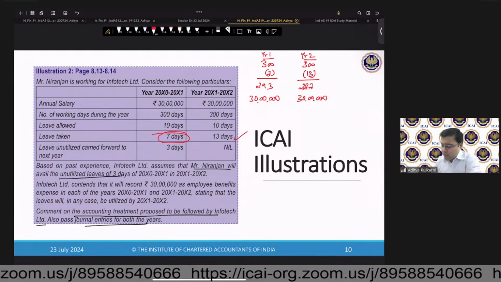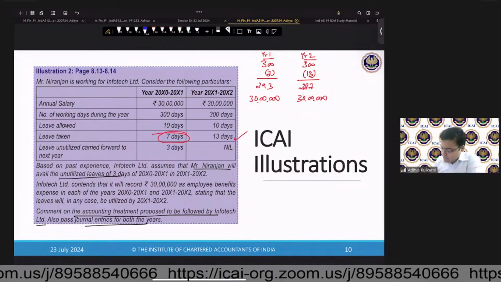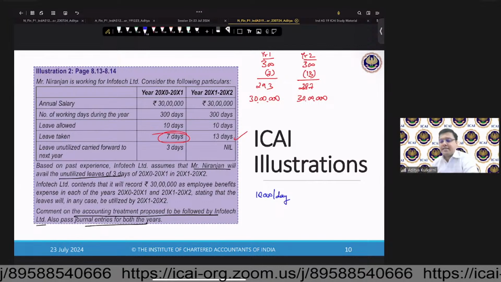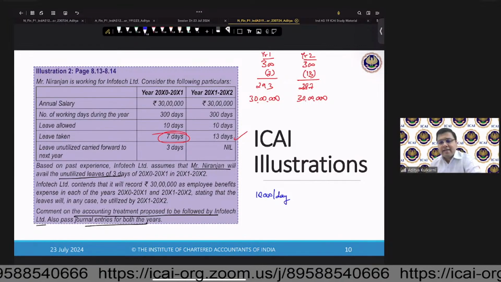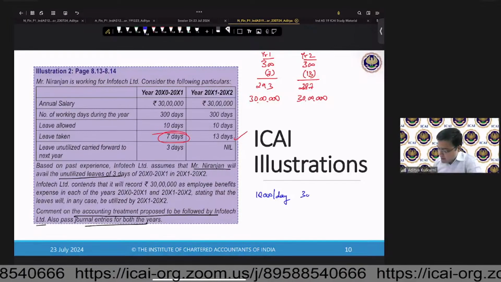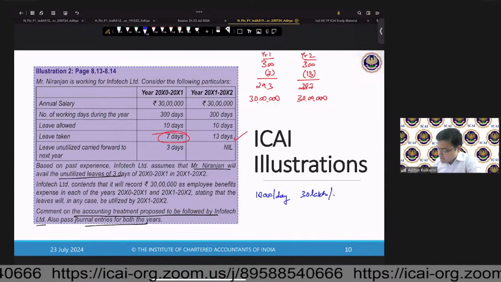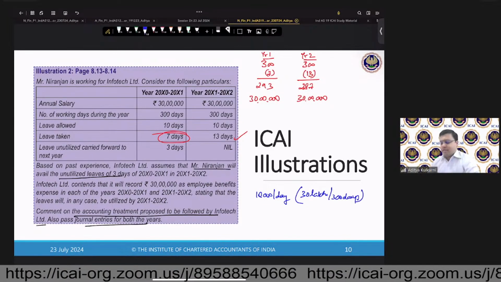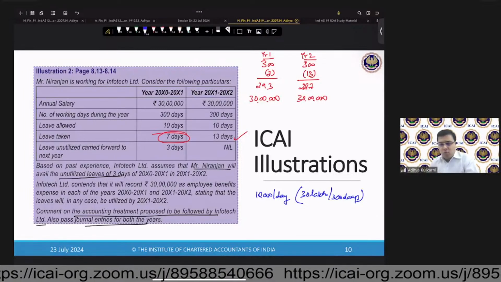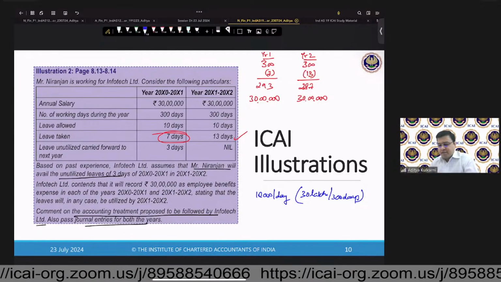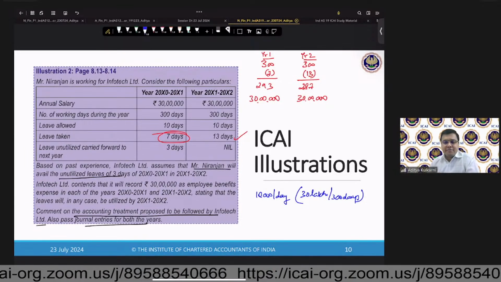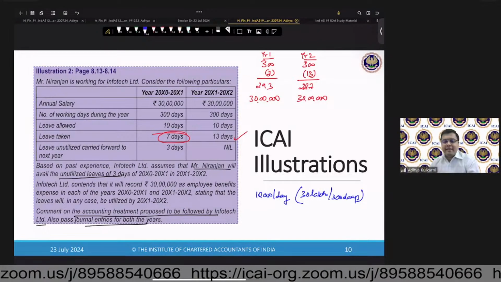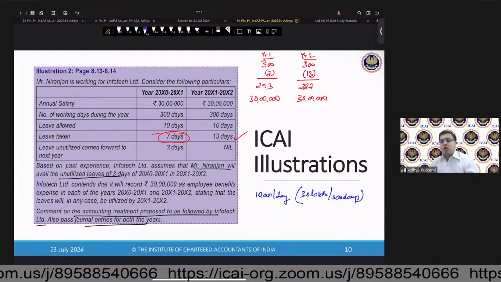So how do we do it? In this case, it is very simple. See, per day salary is 10,000. 30 lakhs divided by 300 days. That means in year one, he came to office. He had 10 days facility of utilizing the leave, but he has utilized only 7 days. So 3 days he has not utilized.